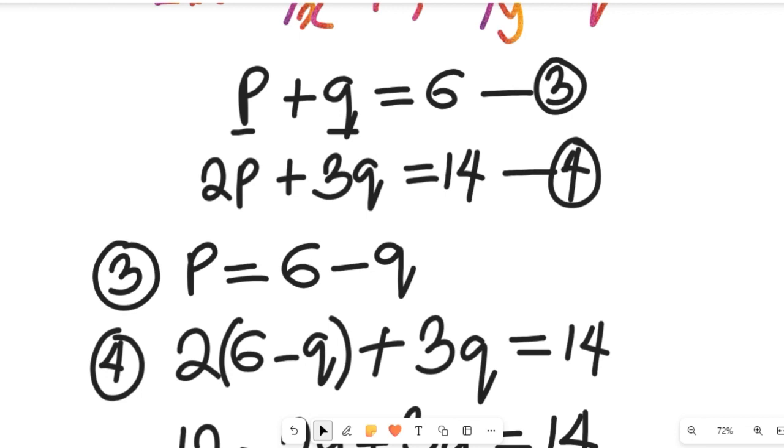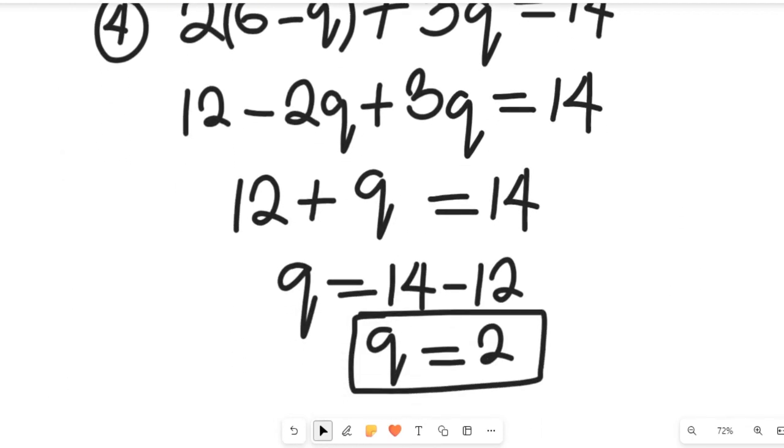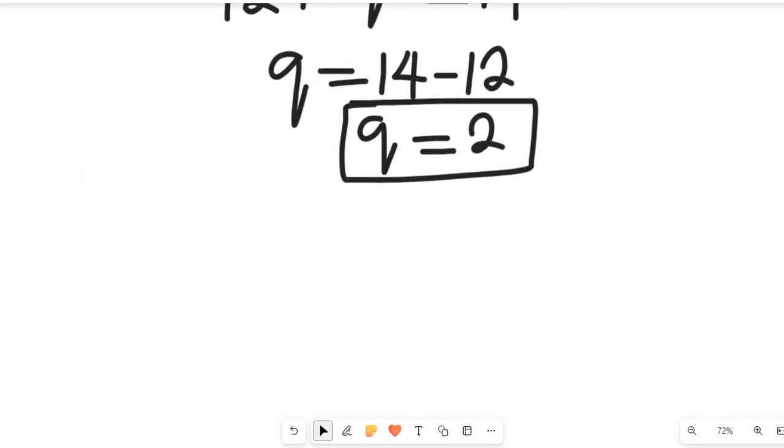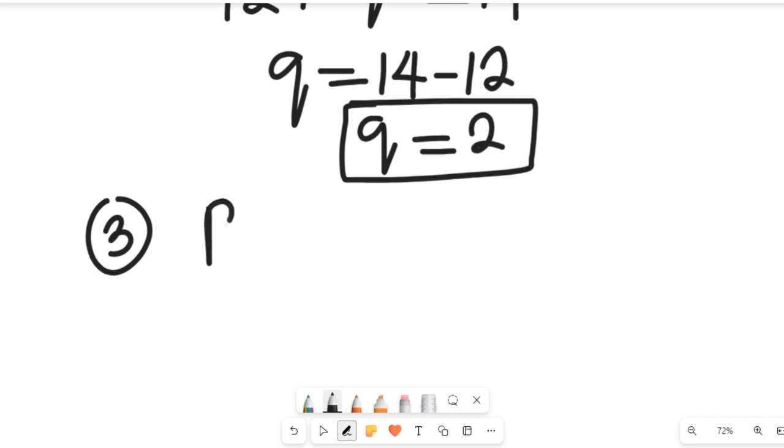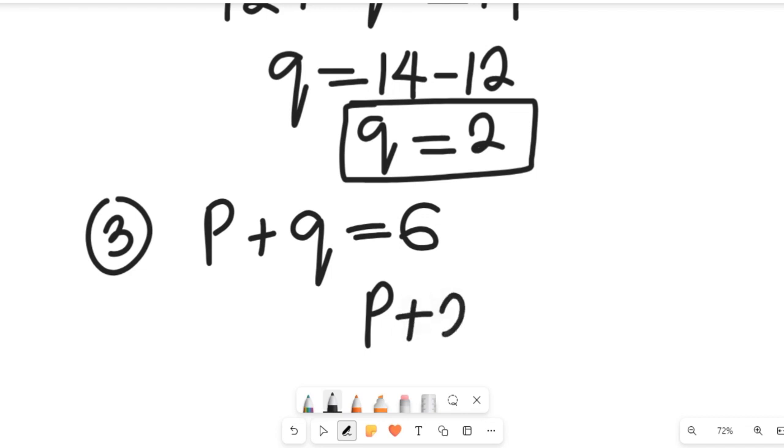Now, let's take equation 3. From equation 3, we have that P plus Q is equal to 6. So if we substitute the value of Q equal to 2 into the expression, we'll have P plus 2 equal to 6.